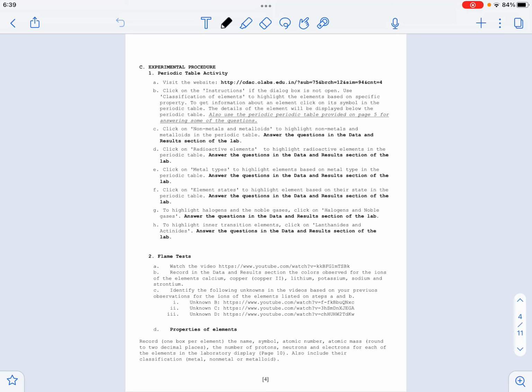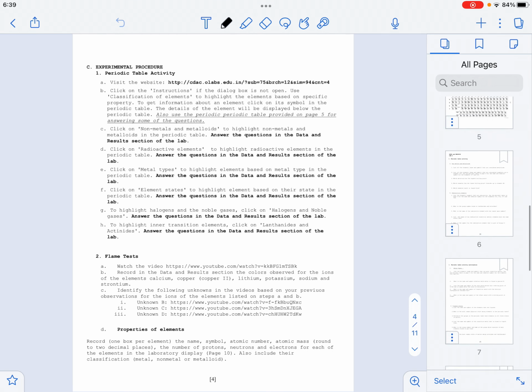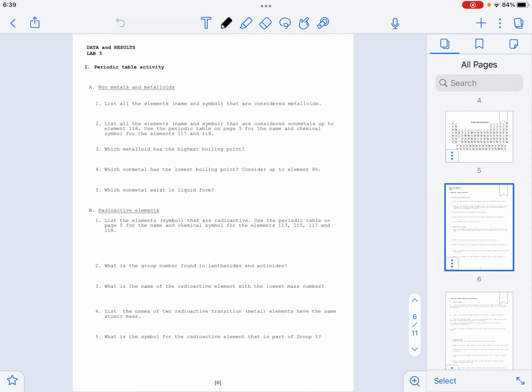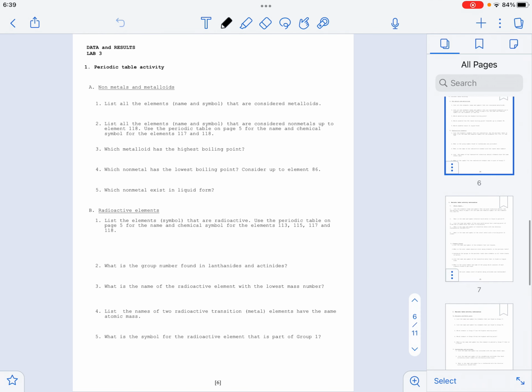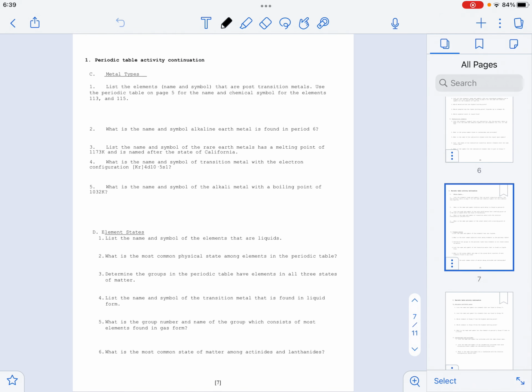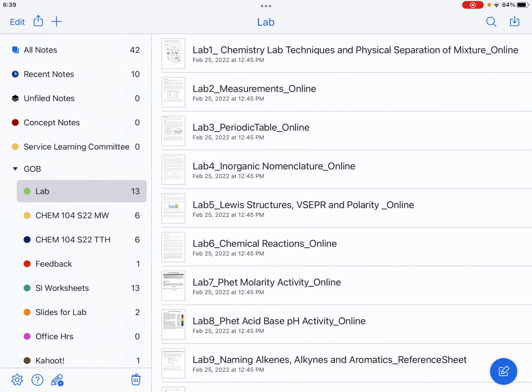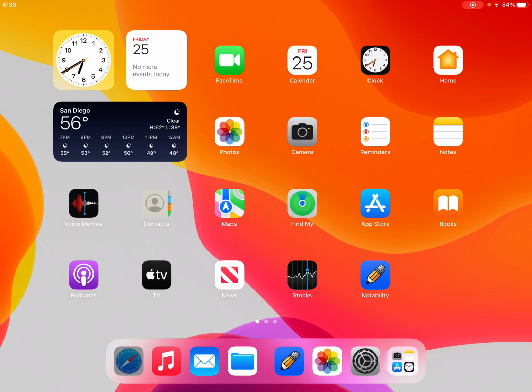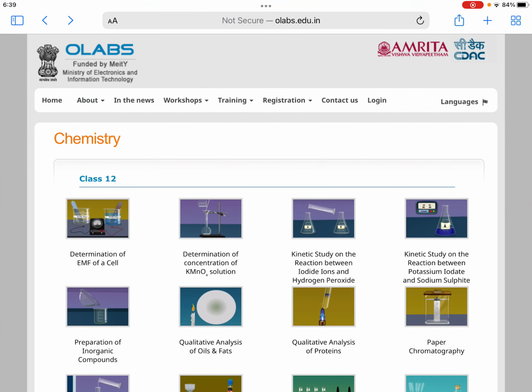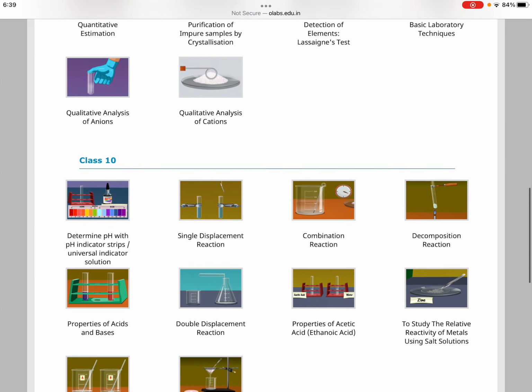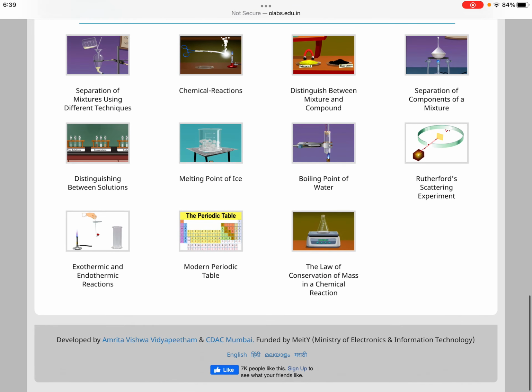And as you can see here, there's going to be questions that need to be answered on each one of the different components of the simulation. The questions specifically can be found on page 6, 7 of the lab sheet. When you go to all labs, as you can see here, the address that is given in the lab sheet takes you directly to the modern periodic table simulation.